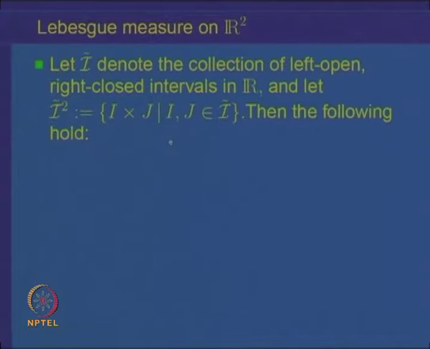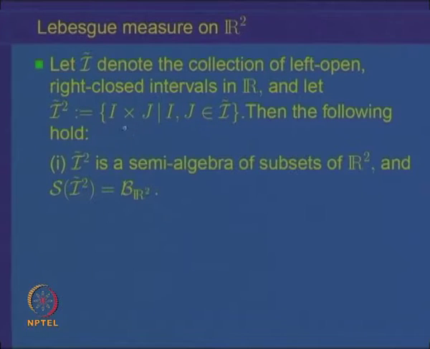Let us denote by I tilde, as we have done for the real line, the collection of all left open right closed intervals in the real line. Let us look at the rectangles obtained by such intervals, which we denote by I tilde 2, that is, I cross J, rectangles whose sides are left open right closed intervals. Then we claim that this collection is a semi algebra of subsets of R 2, and the sigma algebra generated by this is equal to the Borel sigma algebra of R 2.